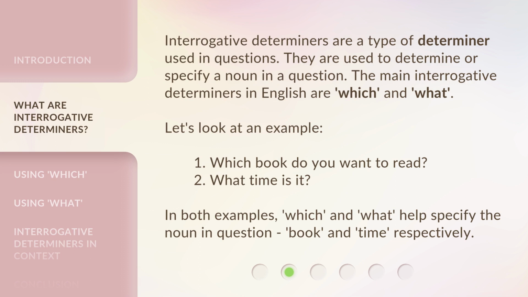Let's look at an example. 1. Which book do you want to read? 2. What time is it? In both examples, which and what help specify the noun in question, book, and time, respectively.